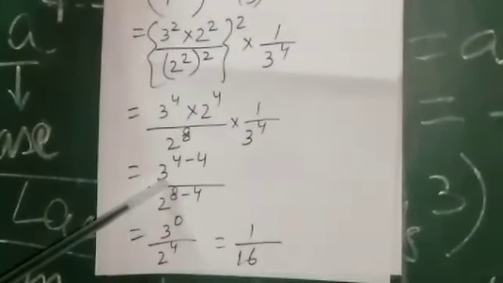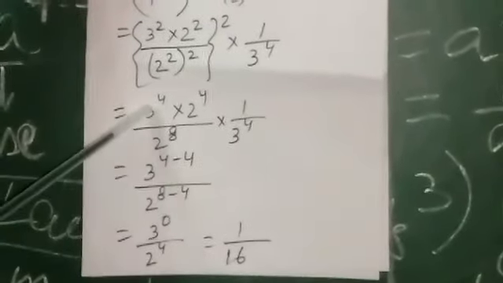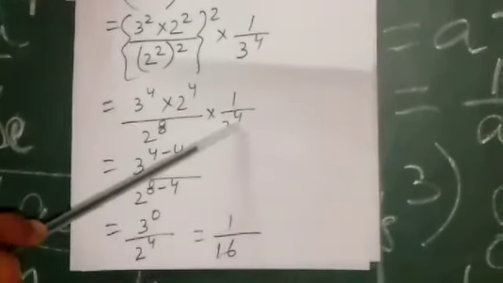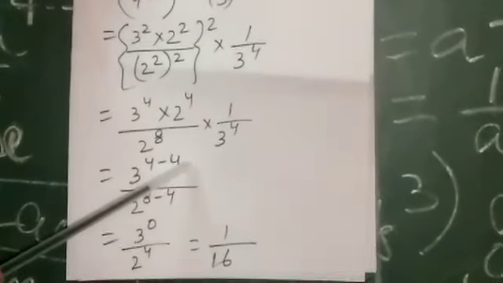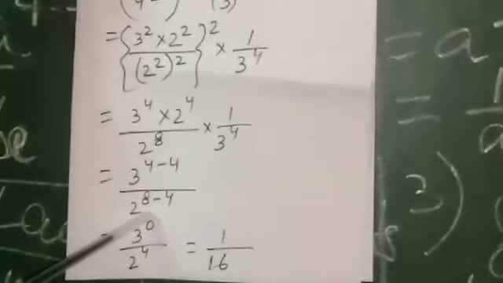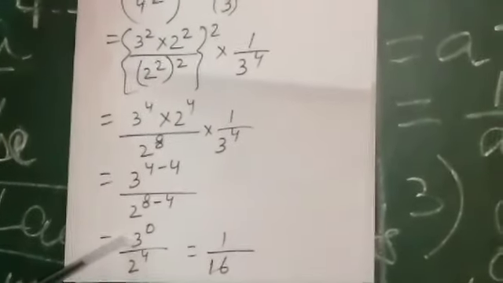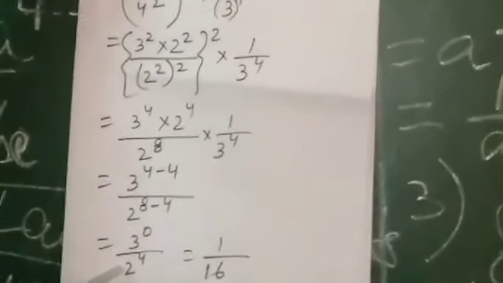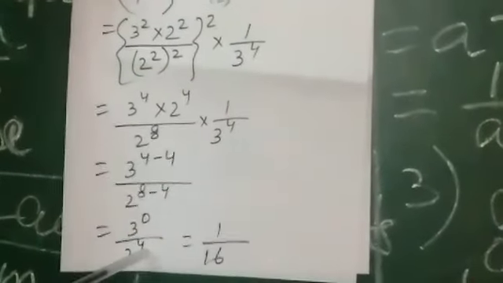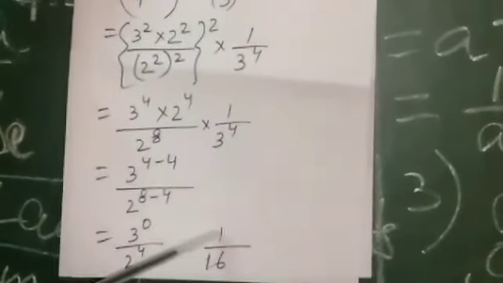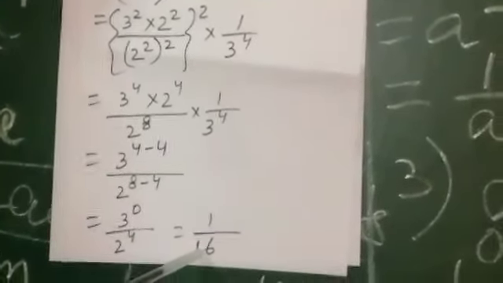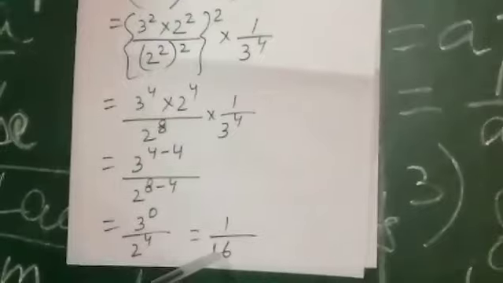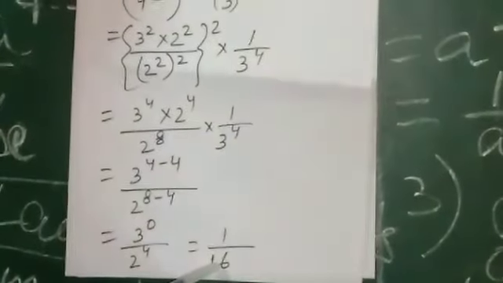According to the laws, we can write this as 3 to the power 4 minus 4 and 2 to the power 8 minus 4. That is 3 to the power 0 by 2 to the power 4. 3 to the power 0 is 1 and 2 to the power 4 is 16. To see more sums, keep watching the videos.